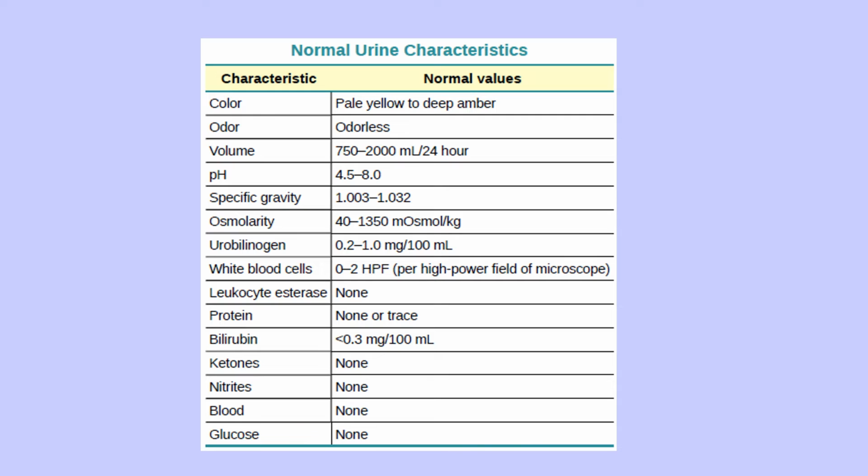I just talked about the amount of the volume and the pH. Specific gravity is something that we measure in the lab. There should be no leukocytes in there, the white blood cells, remember. There should be no protein in there. There should be no ketones. There should be no blood, and there shouldn't be glucose in there, or very low glucose.